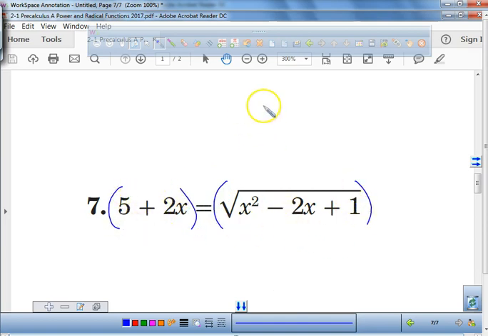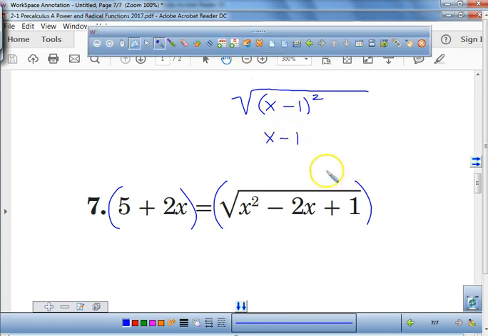Now, some of you might realize that x squared minus 2x plus 1 does factor to x minus 1 squared. So some of you might go, hey, wait a second, the square root of x minus 1 squared is x minus 1, and you might want to do it that way. But if you do it this way, there's something you have to be aware of. It's a little bit tricky. So we're not going to do it this way. We're going to square both sides.